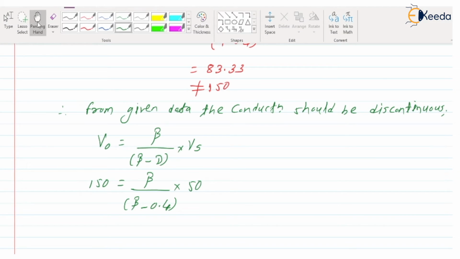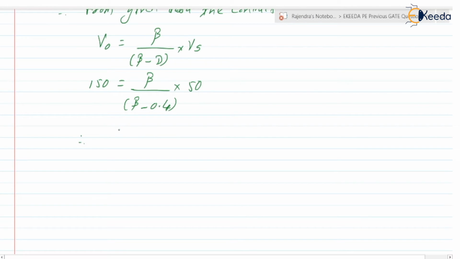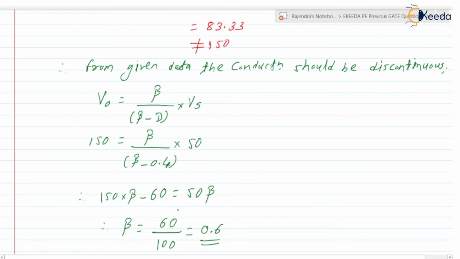From this, beta can be calculated as 150 into beta minus 150 into 0.4, that is 60, equal to 50 into beta. So we can write beta as 60 upon 100. 150 beta minus 50 beta is 100, so it is equal to 0.6. So beta is equal to 0.6.